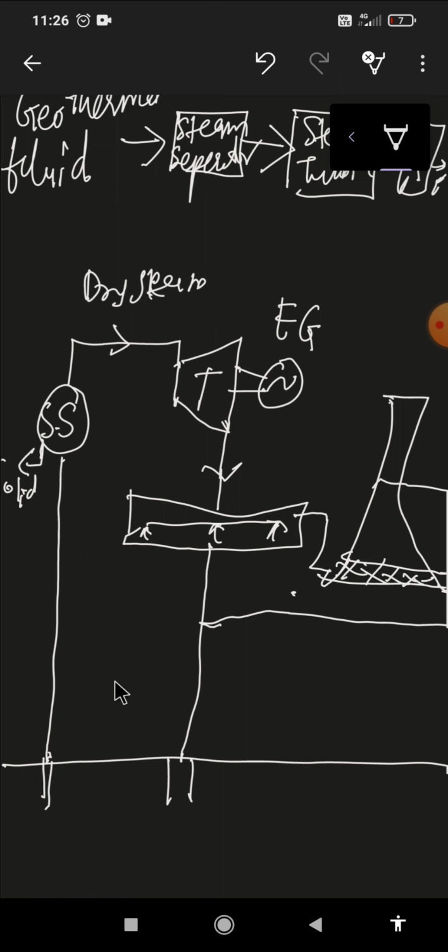So this is the whole idea of the geothermal power plant. This is the vapor dominated type. We'll see the wet dominated also in the next lecture. So thank you very much.